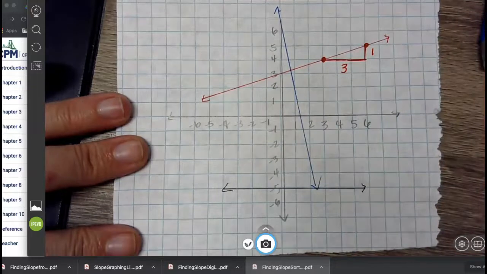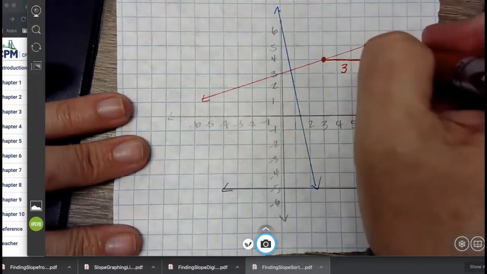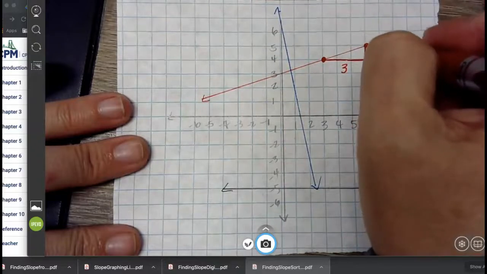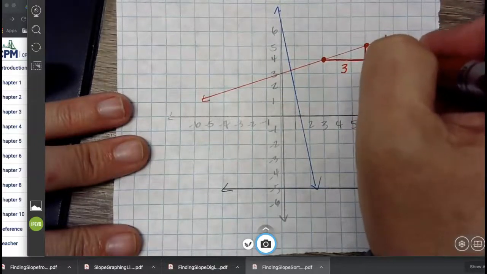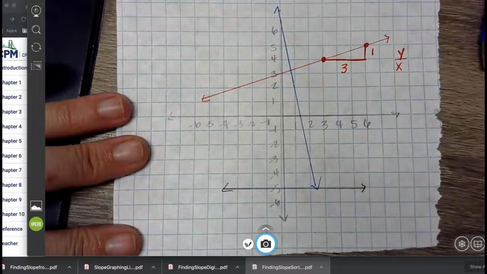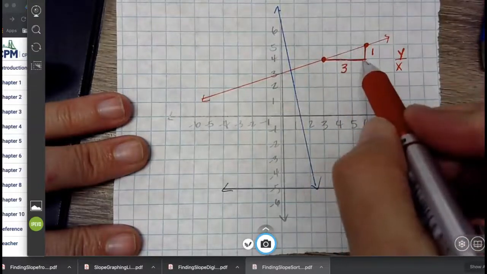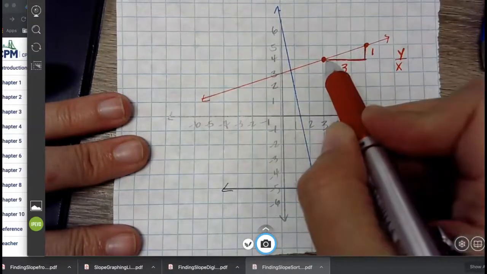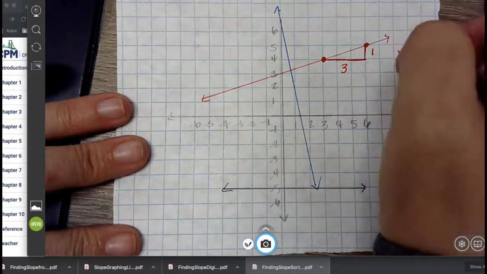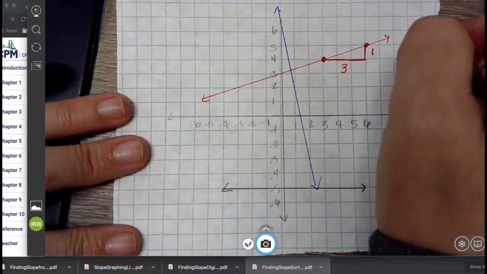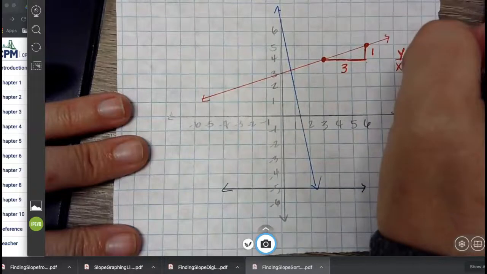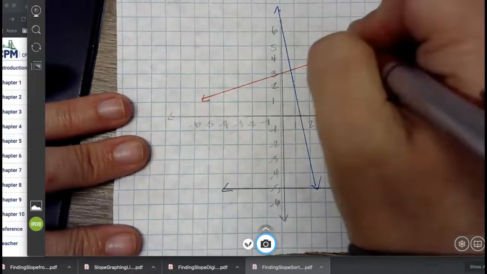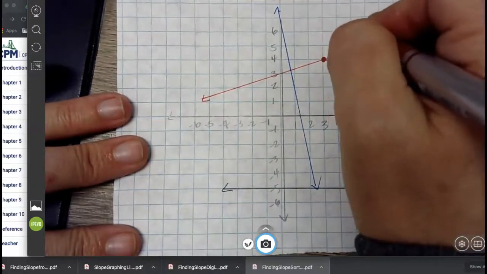When we talk about slope, or a rate, it's always the change in y divided by the change in x. So when I look at this, the change in y, this line went up 1 and over 3. So my slope for this line is going to be 1/3. We would say m is 1/3.